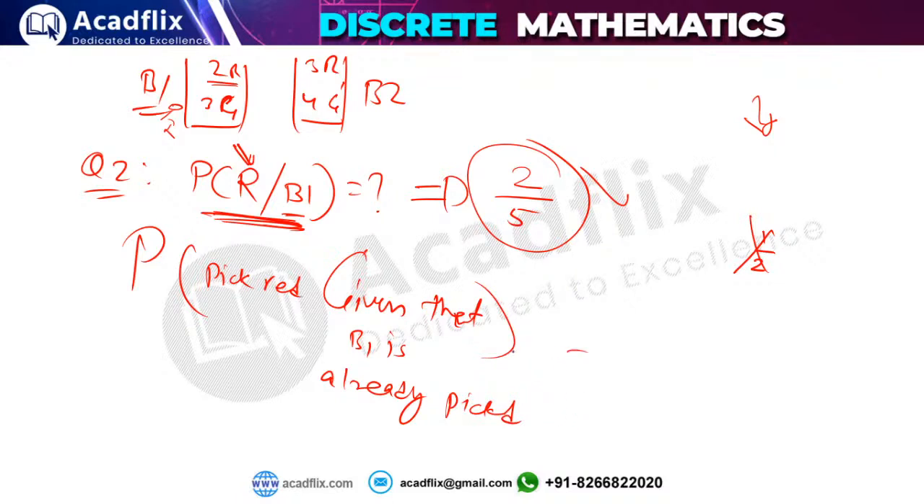So you already have this box 1 in your hand. Now the only thing you need to do is pick a red ball. So what will be the probability? That will be 2 divided by 5. So this is how you can solve it.